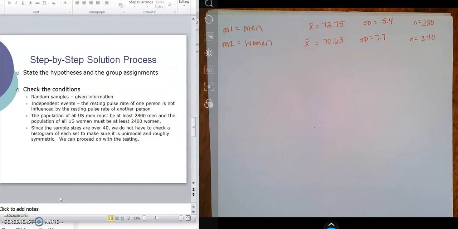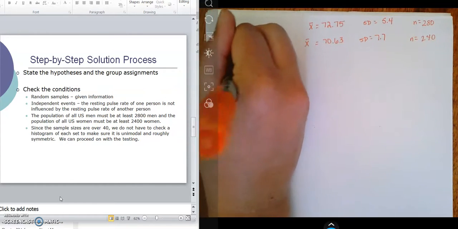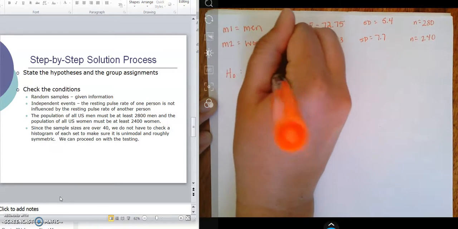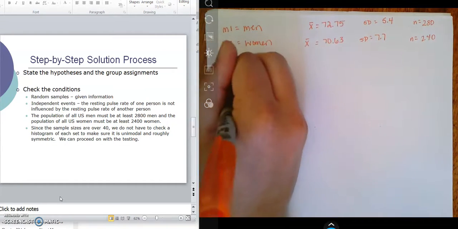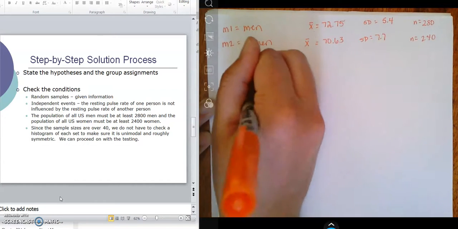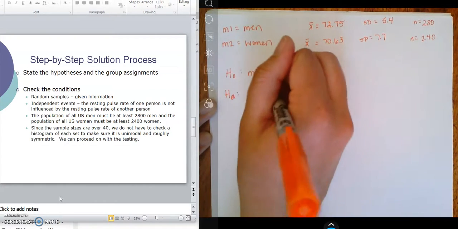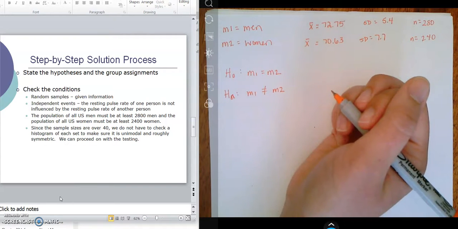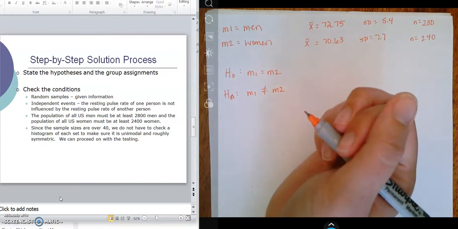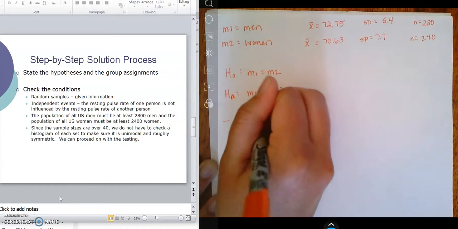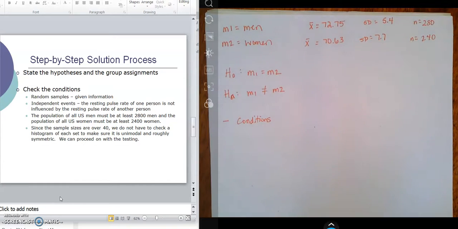All right, so we need to state our hypothesis. So the null, like I said, will always be, no matter what, M1 equals M2, and your alternate, this time I think we were looking to see if there was a difference, so that's not equal to M2. So you have to state it just like this. The conditions are actually on the PowerPoint, so make sure you write down those in context. So make sure you put those.